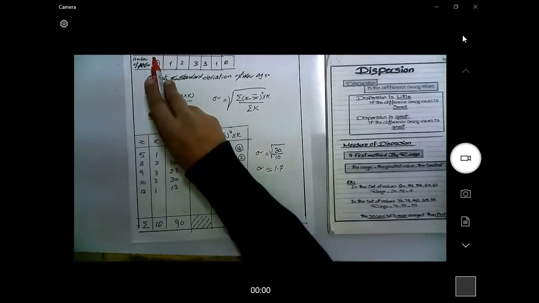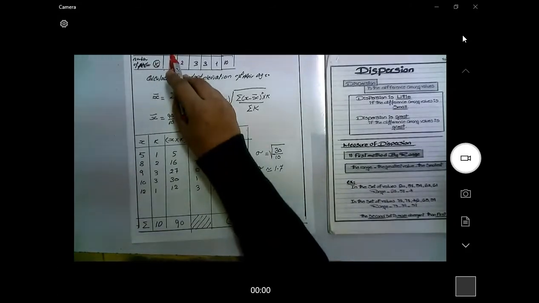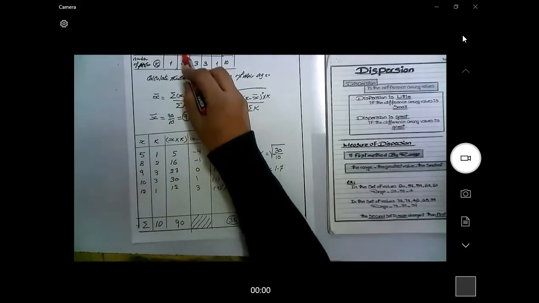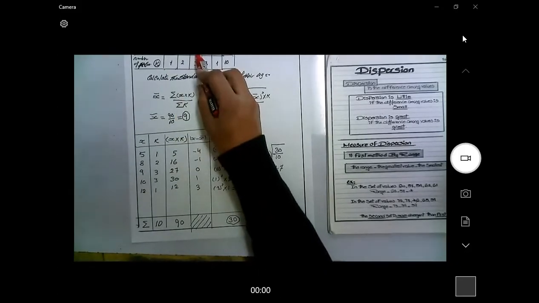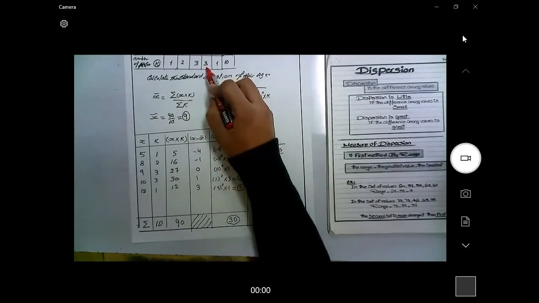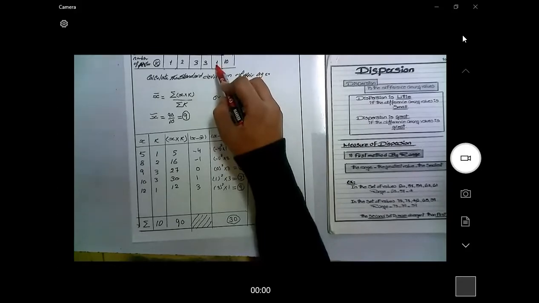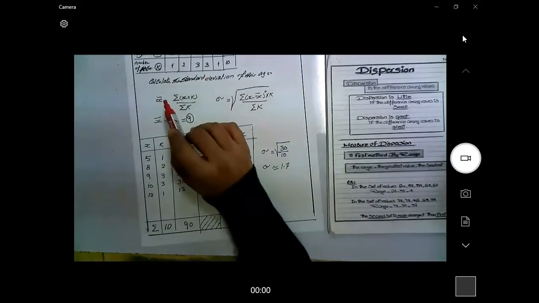Their ages: we have one person, his age is 5. Two persons, their ages 8. 3 persons, their ages 9. 3 persons, their ages 10. 1 person, his age is 12. This is called frequency distribution.